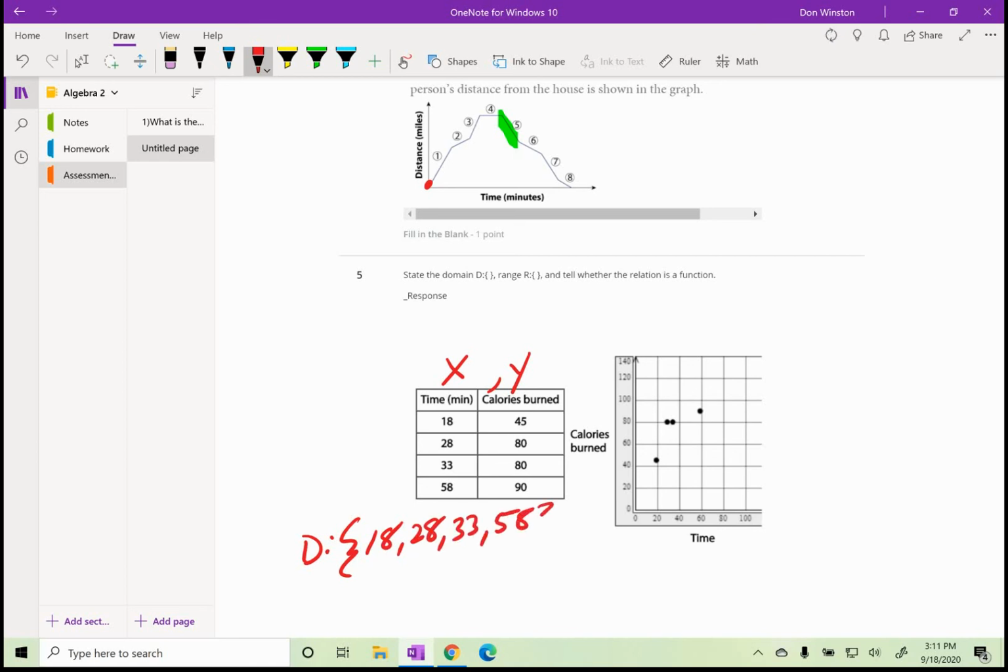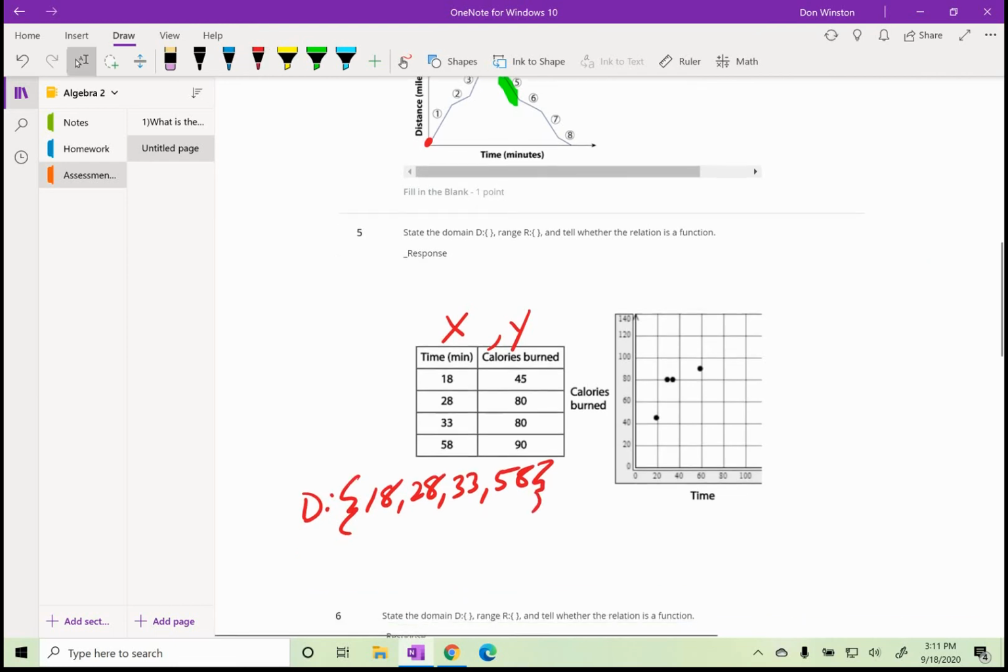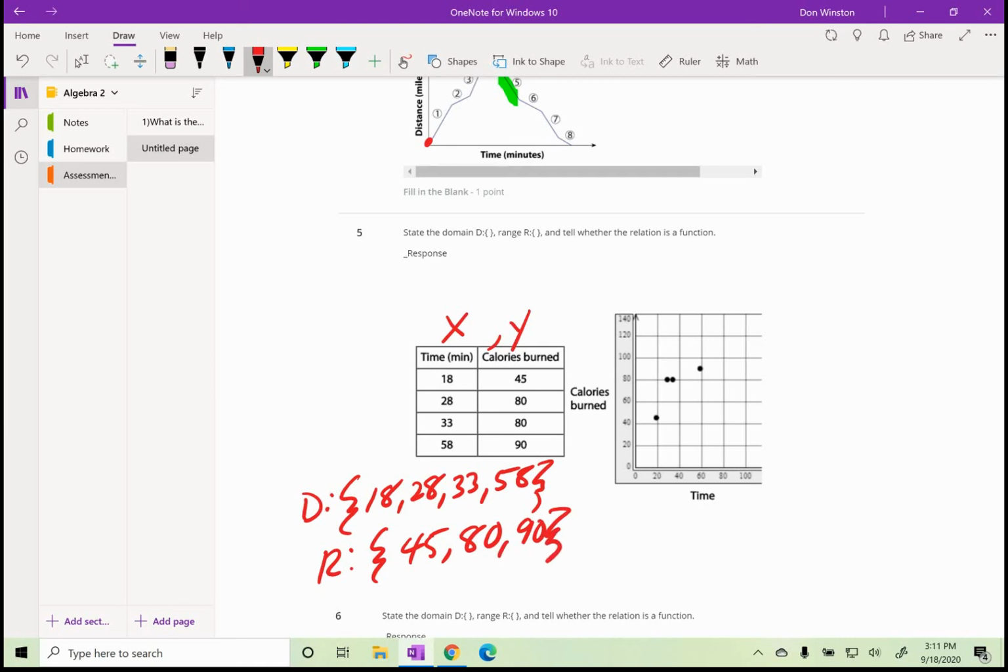58, and then the range, those are the y values, and again we list those in ascending order. So 45, but we don't list duplicate numbers. Okay, some of you may have listed 80 twice. You only list 80 once. If you did that, I did take off like a quarter of a point. If you didn't list them in ascending order, I took off a quarter of a point.